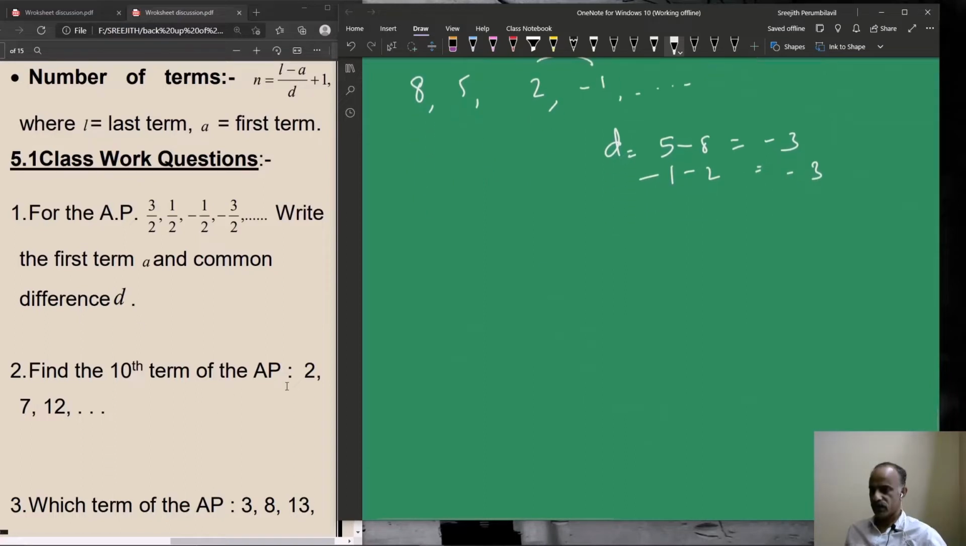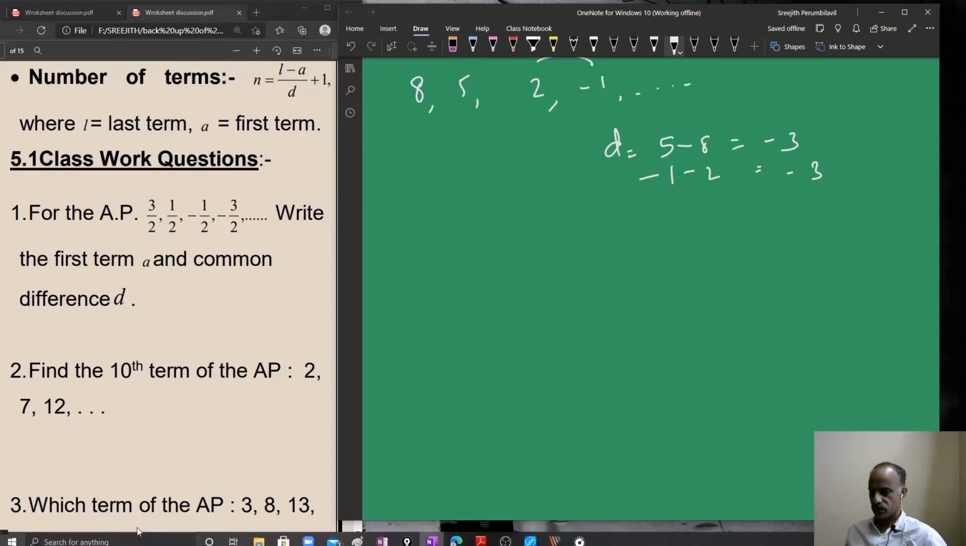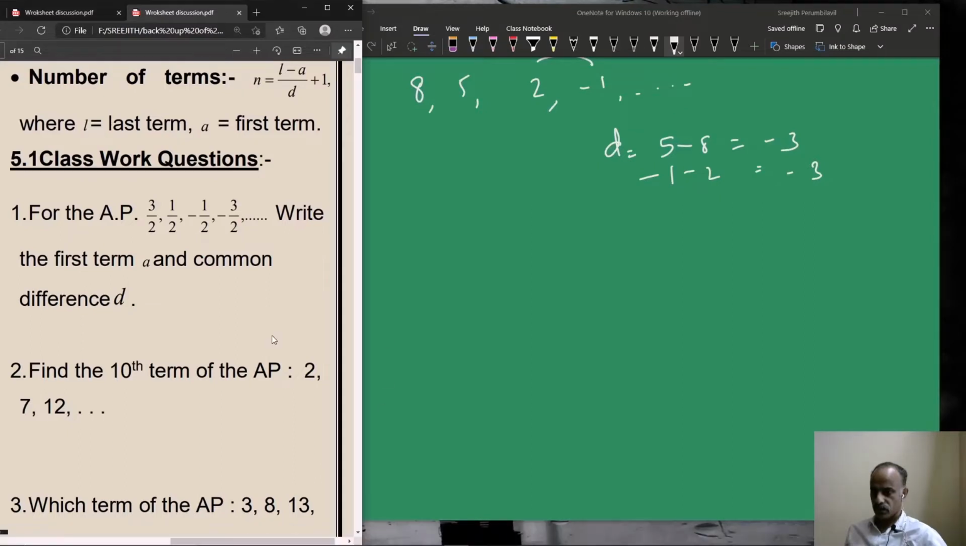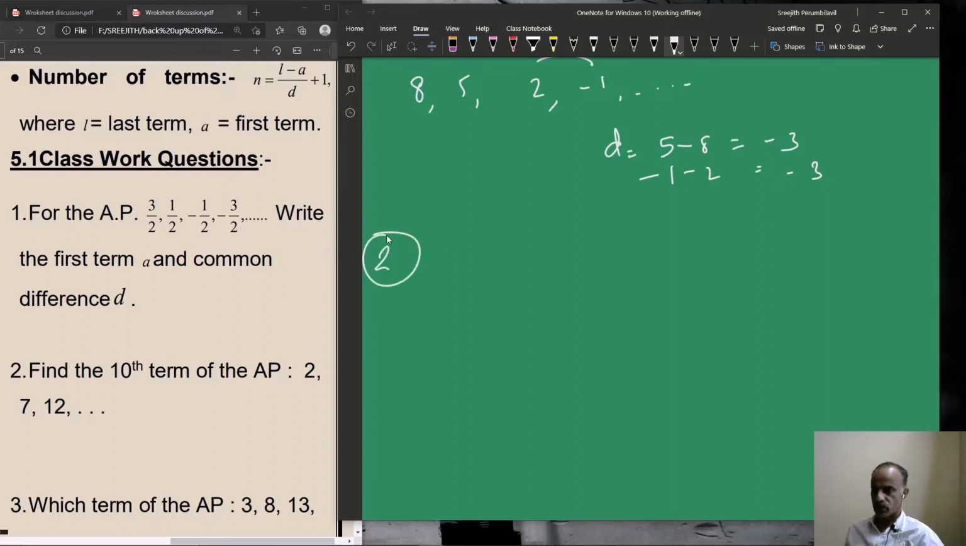Question number 2, find the 10th term of the AP 2, 7, 12, etc. In such a case, A is equal to A1, or A is equal to 2. The common difference D is equal to A2 minus A1, that is 7 minus 2, that is equal to 5.